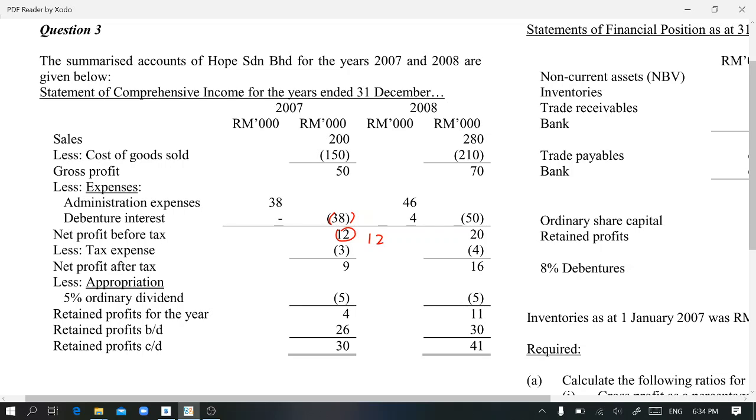Okay, now 12 is profit before tax, but after interest. I repeat, sorry. So 12 is before tax, but it's after interest. But the formula is we want before interest, so you take 12 plus back 18, so 30 will be the profit before interest and tax. So be careful, sometimes if it's not given, you have to add back the interest to get profit before interest and tax.